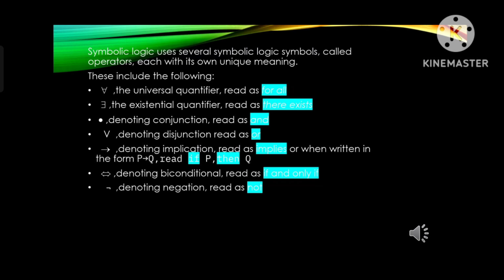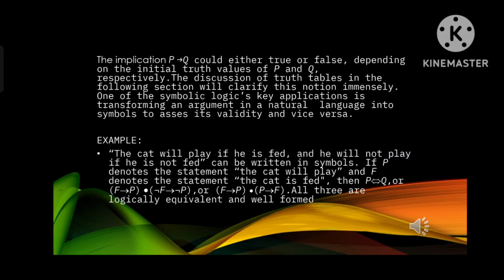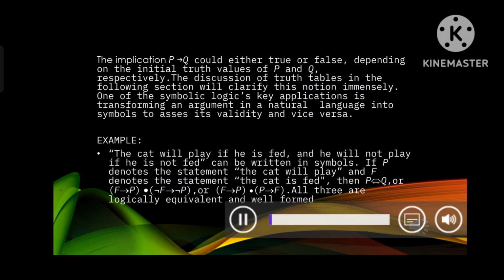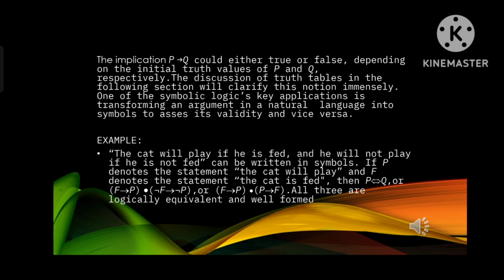Fifth, denoting implication, read as implies, or when written in the form of P arrow to Q, which we can read as if P then Q. Sixth, denoting biconditional, read as if and only if. Lastly, denoting negation, read as not. The implication P implies Q could either be true or false, depending on the initial truth values of P and Q, respectively. The discussion of truth tables in the following section will clarify this notion immensely.